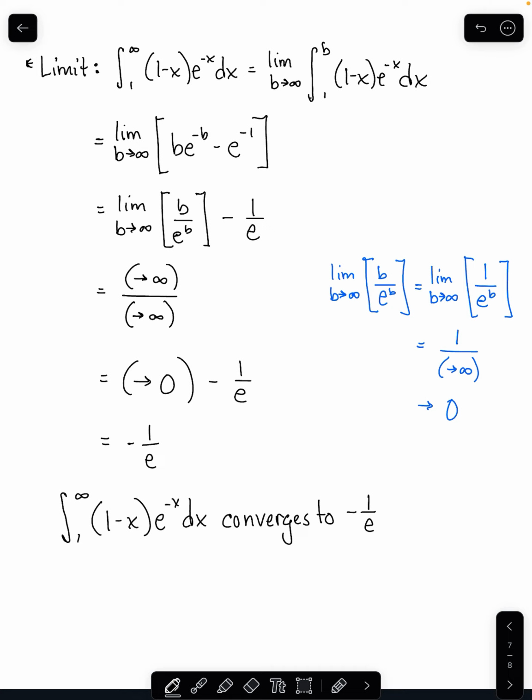Remember that area below the x-axis is negative. And if we examine the graph of this function on the interval from 1 to infinity, we will see that the enclosed region does fall entirely below the x-axis.